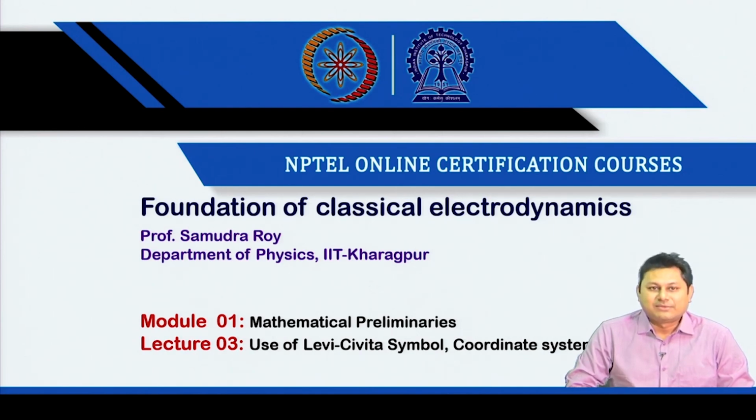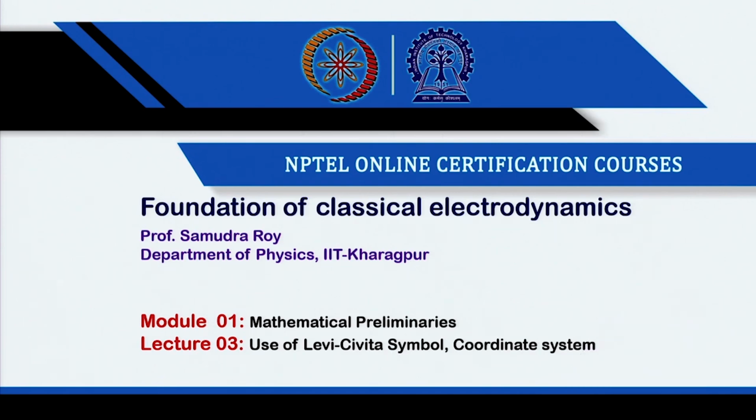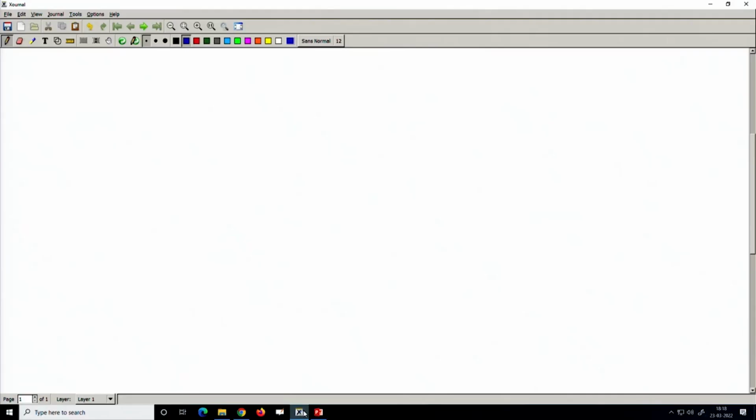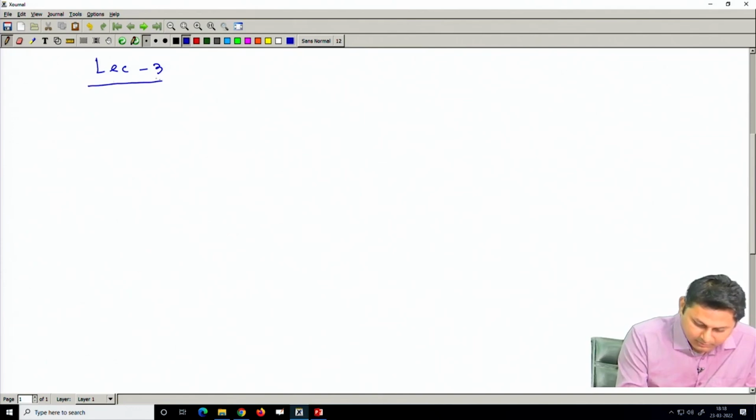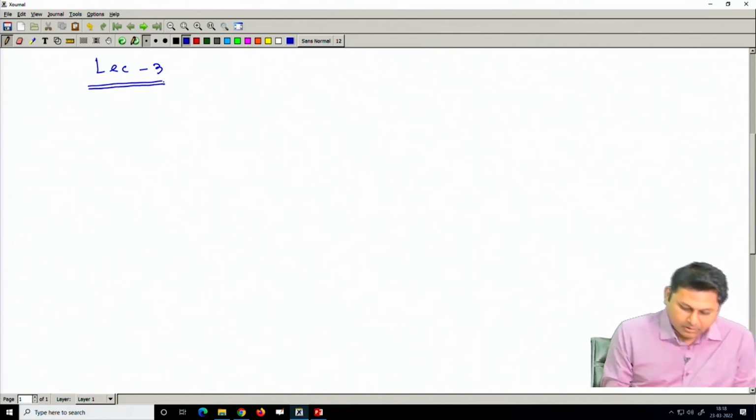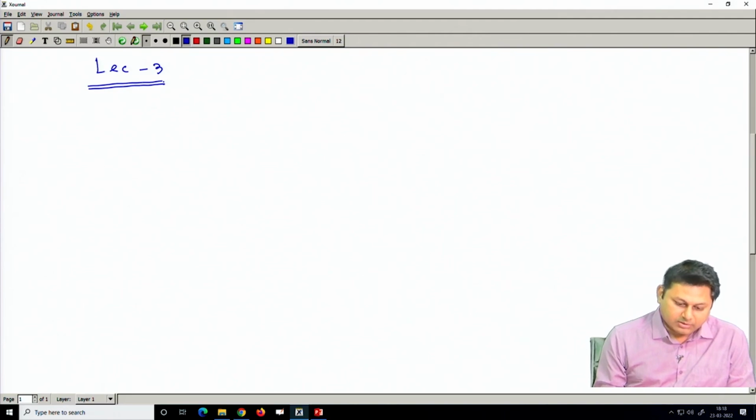Today we will have lecture 3, or class number 3, and we will continue with the use of this Levi-Civita symbol that we defined in the last class and try to understand a few coordinate systems.